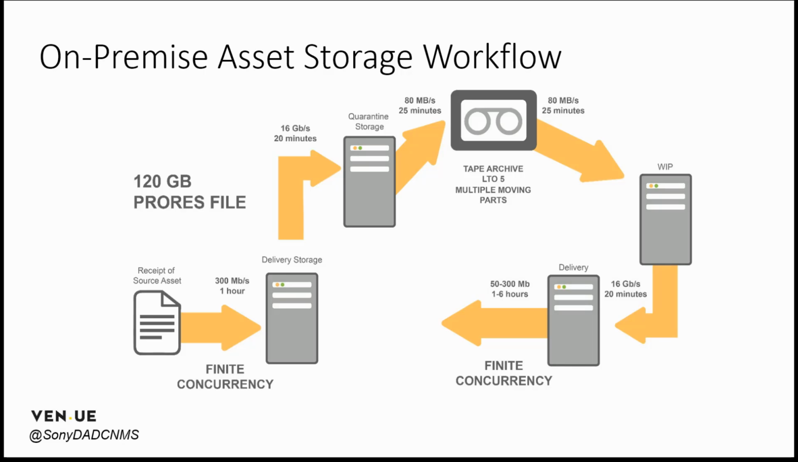So here's a snapshot of what Sony was doing, their old infrastructure, where they had a 120 gig ProRes file. They would ingest that, store it on this combination of tape and disk for the hotter content. And then when a request would come in, the reverse would happen. They would take it from the tape or disk, encode it, and then deliver it.